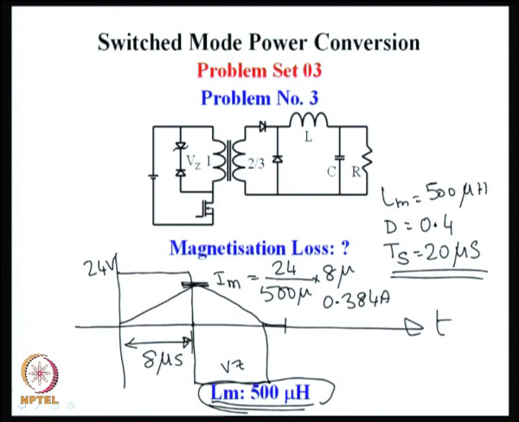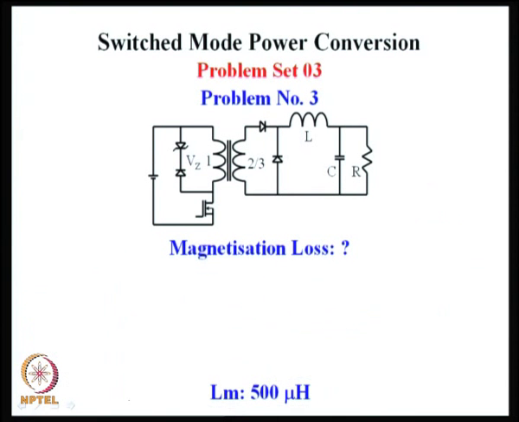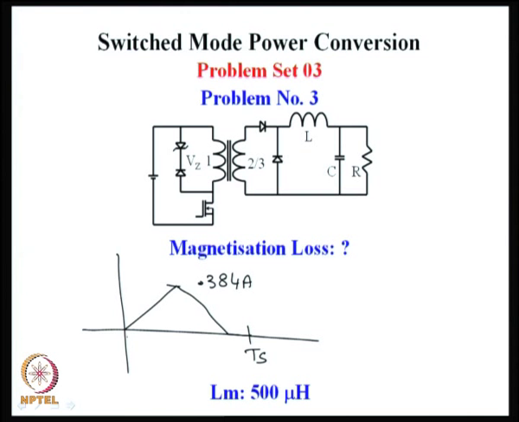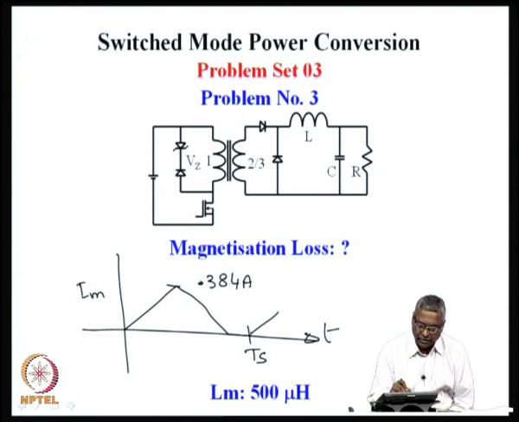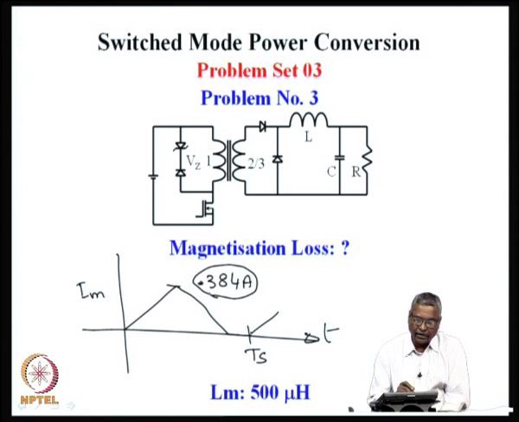So, this is the magnetization current, and we can probably draw it again. The transformer... this is Ts, the next cycle starts like that. So, this energy, 0.384 amperes in every cycle, is lost inside the zener.